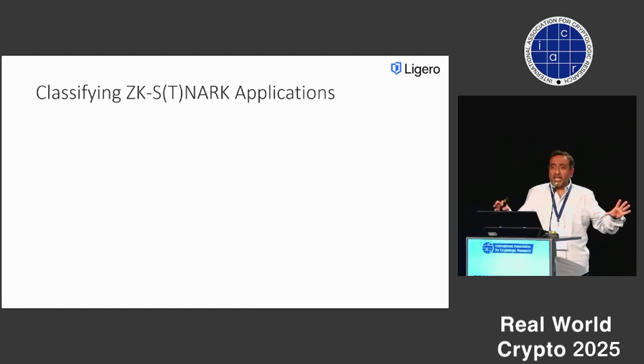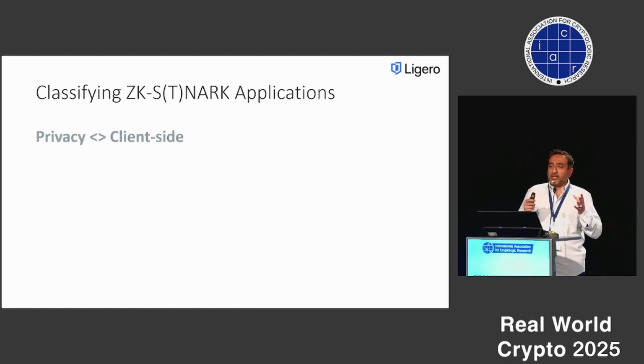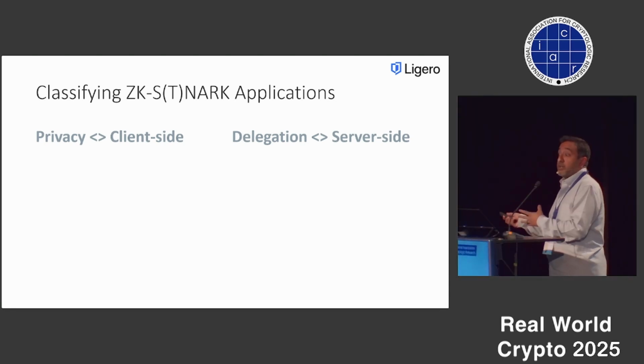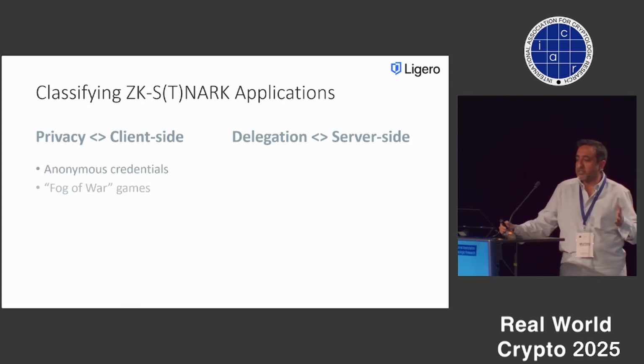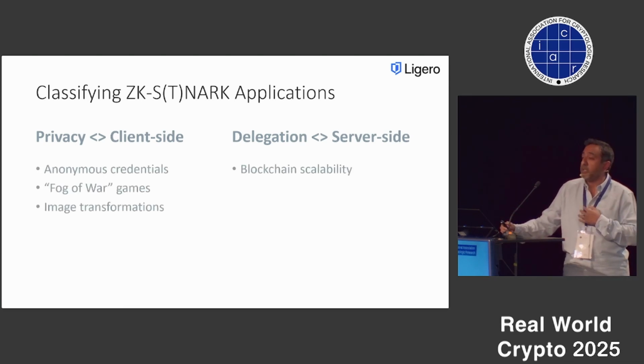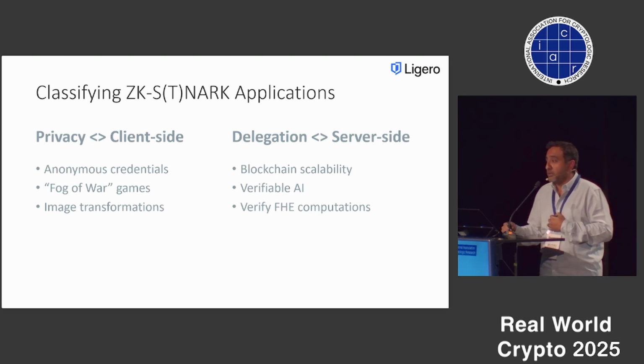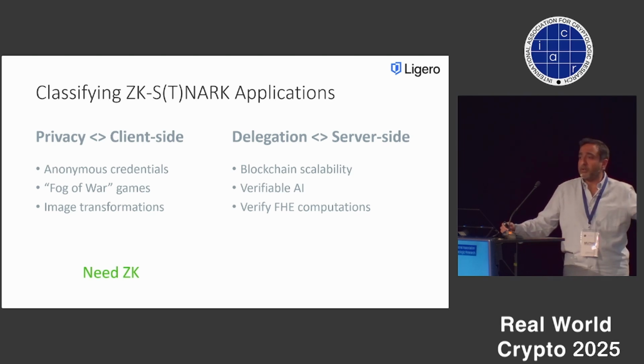Now, I want to classify these applications in a slightly different way. I want to say that there are applications where you want to prove something about sensitive information. These are the ones that are privacy related, run client side. And there are ones that are proof systems which focus on verifiable computation and can run server side. And again, just listing some of these applications that fall in either of these categories. Anonymous credentials is one of the big applications client side, and blockchain scalability is the one on the server side. And clearly, for the ones that require privacy, you want the zero-knowledge feature.